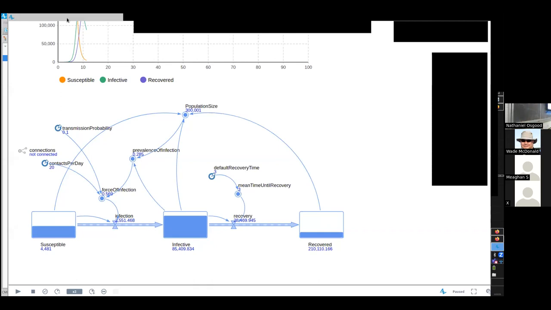Contacts per day is 20. Transmission probability is 0.1. Default recovery time is 3, so the effective infectious period is 3. What's the basic reproductive number? 6. 20 times 0.1 times 3, right? 20 times 0.1 is 2, times 3 is 6. You okay with that? That's the basic reproductive number. So what is it saying? What fraction of the population?